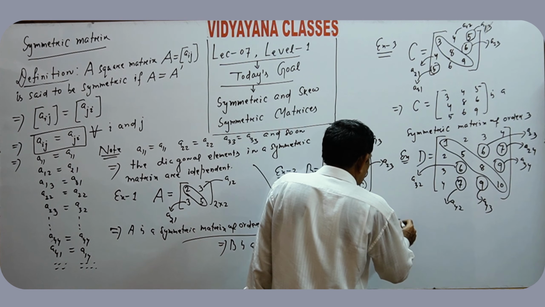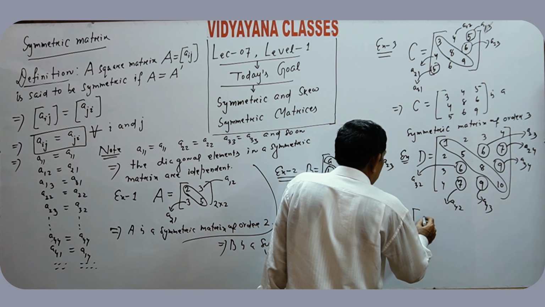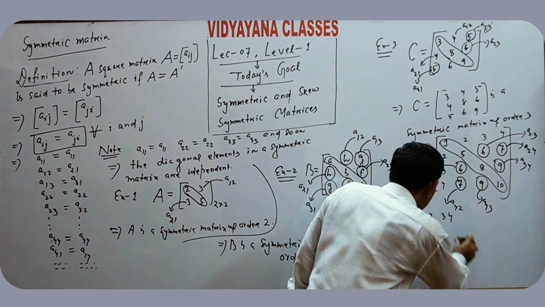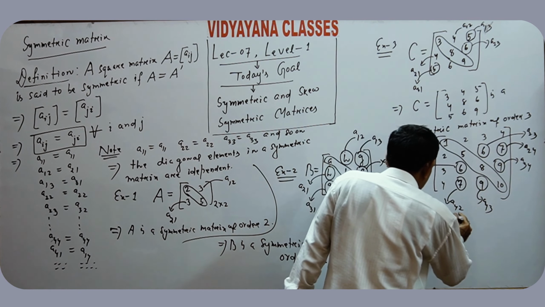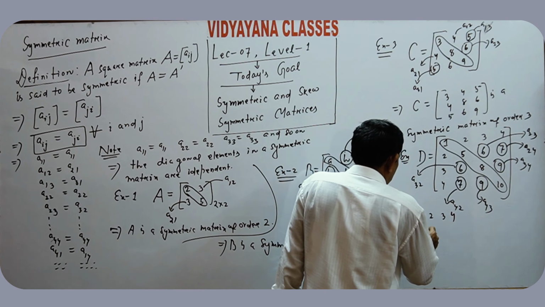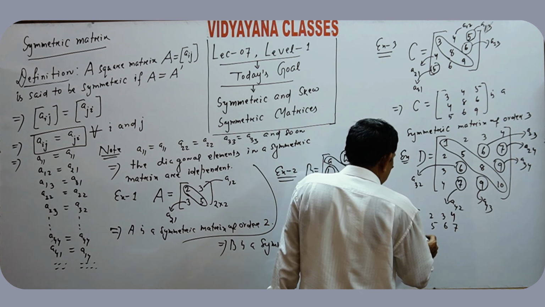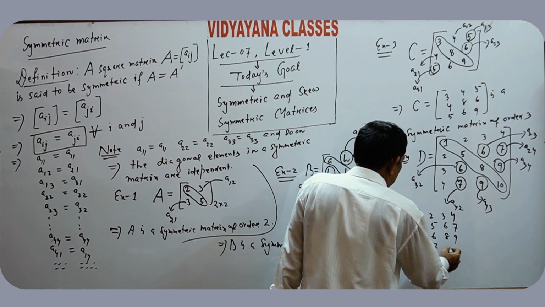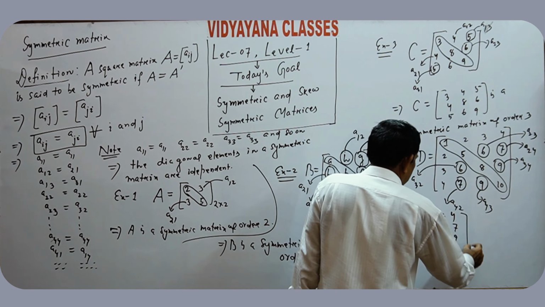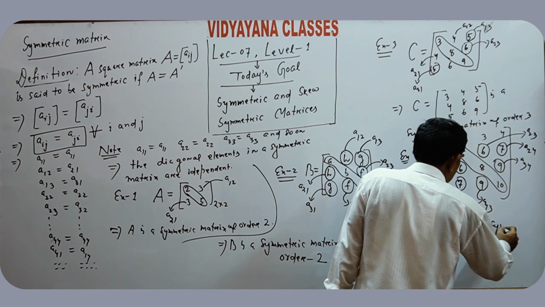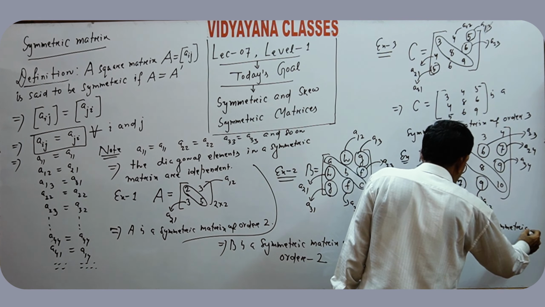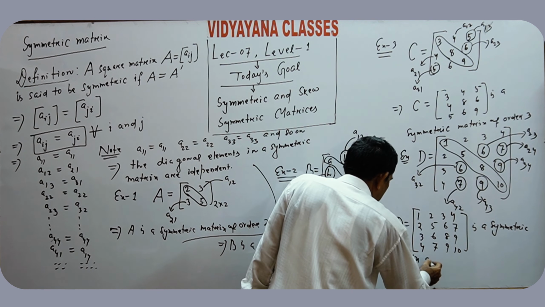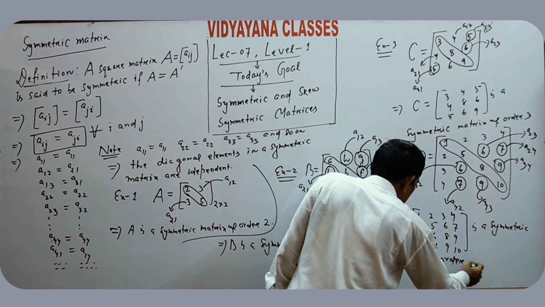This implies D = [1 2 3 4; 2 5 6 7; 3 6 8 9; 4 7 9 10] is a symmetric matrix of order 4.